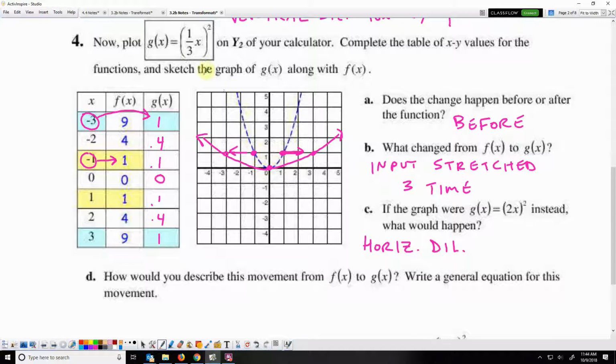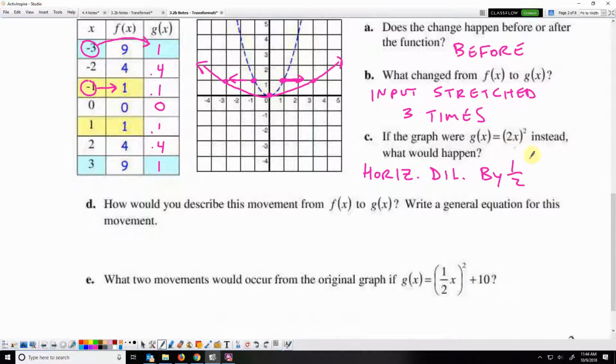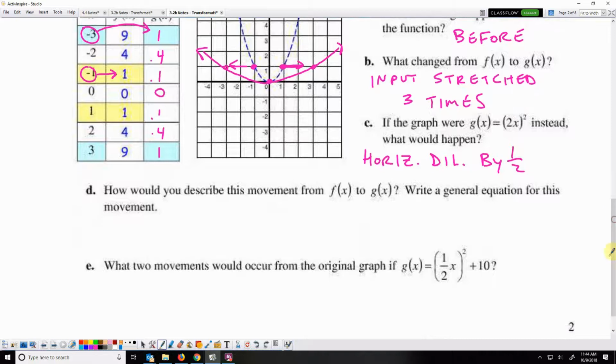But notice here I had 1/3 as my multiplier, and it stretched 3 times. Here if I have a 2, it's going to be horizontal dilation by 1/2. So that would actually move in halfway back to the axis. Okay, so when it's a horizontal dilation, it turns out to be by the reciprocal of whatever we're multiplying by. So how would you describe this type of movement? This is a horizontal dilation.